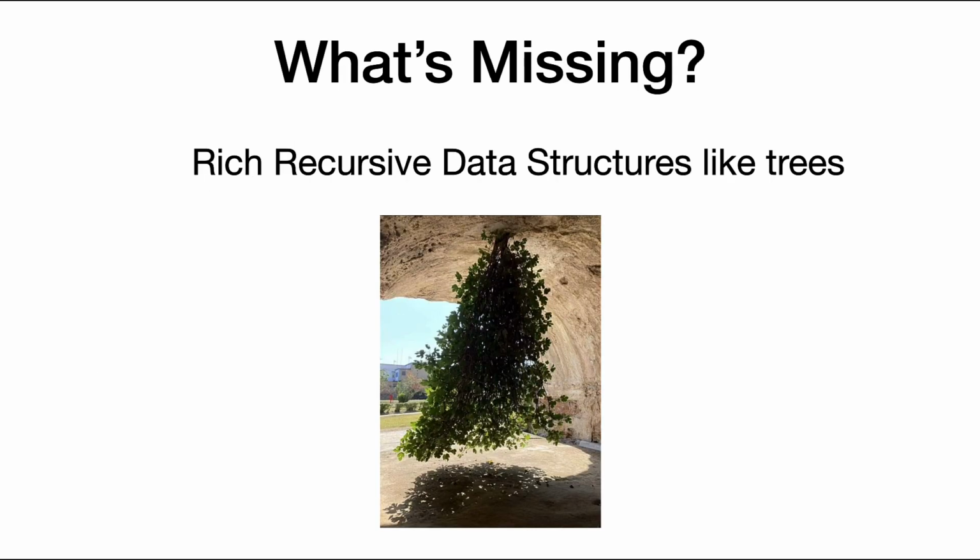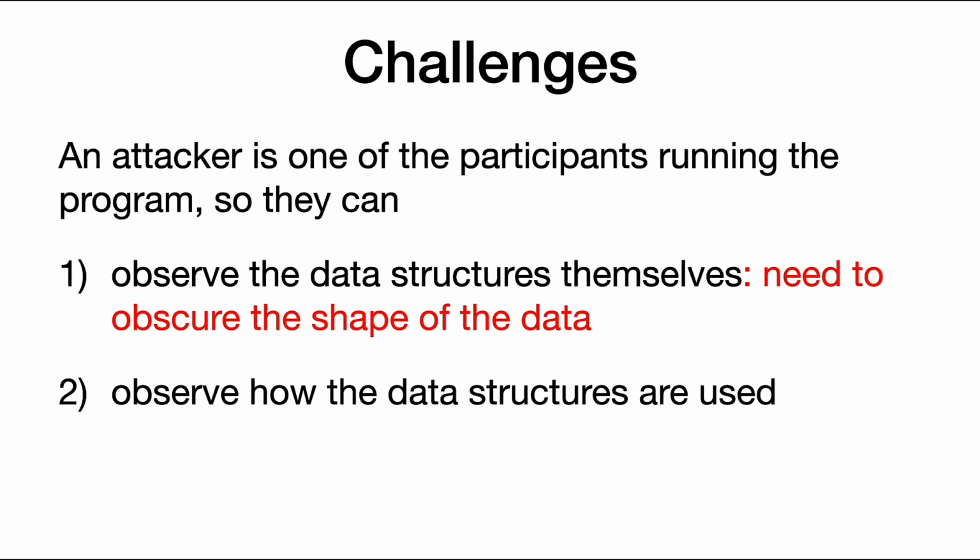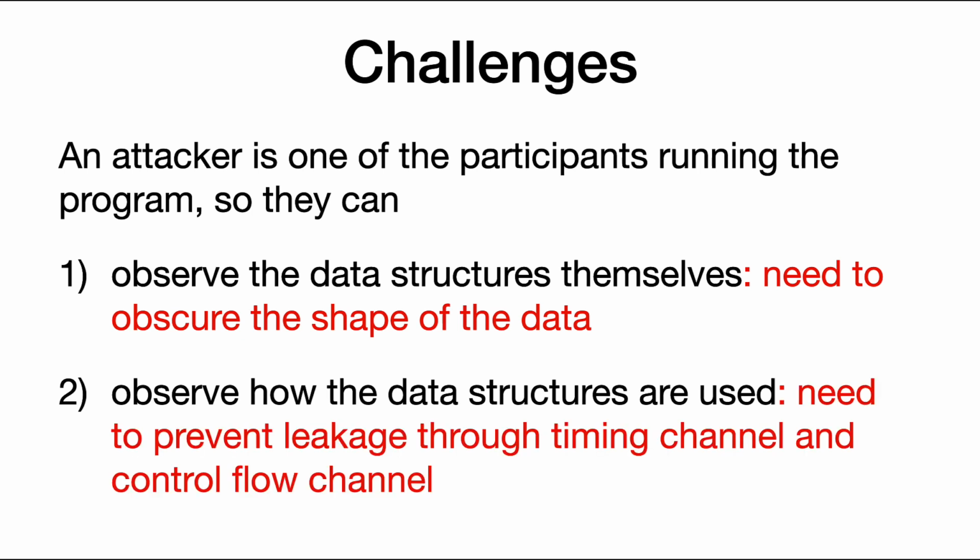But what's missing is the support of rich recursive data structures like trees, whose shapes are also private in addition to their private payload, and we call these oblivious algebraic data types. Now, in this kind of application, an attacker is one of the participants running the program, so they're very powerful. They can see the data in memory, which means we need to obscure the shape of the data in memory, and they can observe the whole execution, so we also need to protect private information from leaking through side channels.